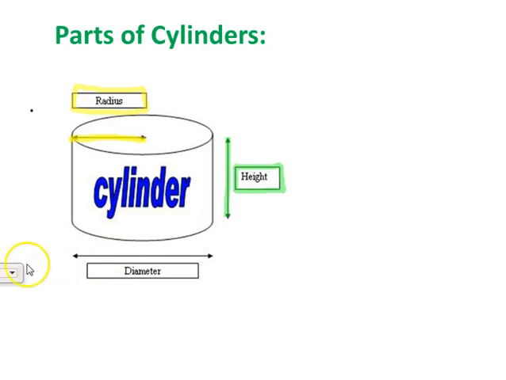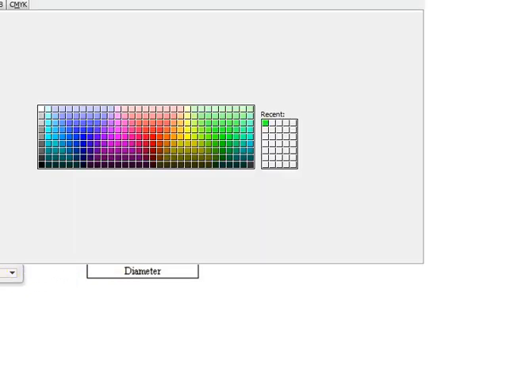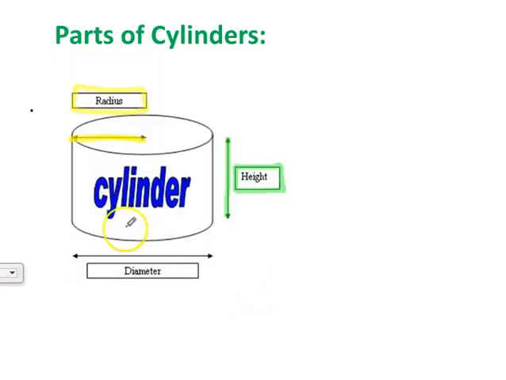And then remember, we also have diameters when we talk about circles. Diameters are just the length of the entire circular base. From one end of a circle to another is a diameter. And remember, the radius is going to be half of the diameter. So diameters and radiuses are related.